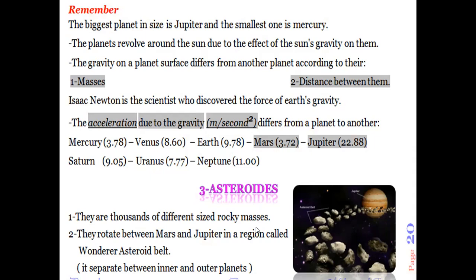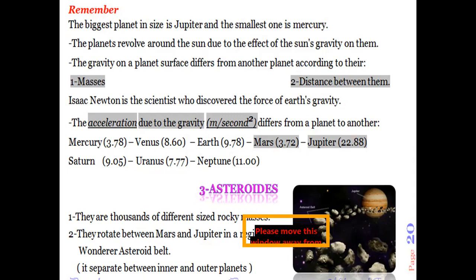Number 3, from the celestial bodies in the solar system, asteroids. Asteroids are celestial bodies found in thousands in number. They are different in size and made of rocks. They are located between the inner and the outer planets.